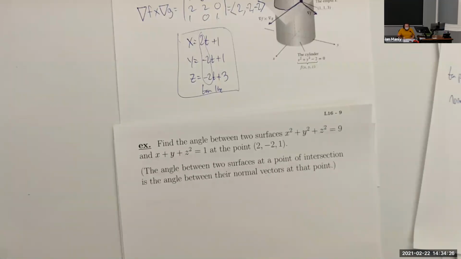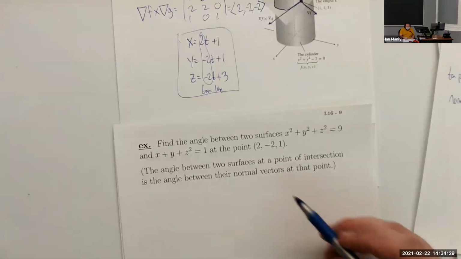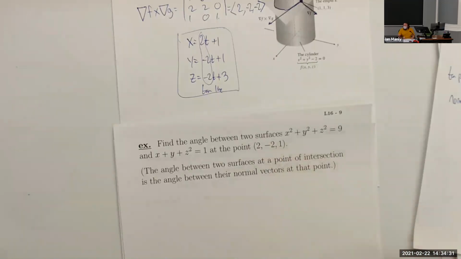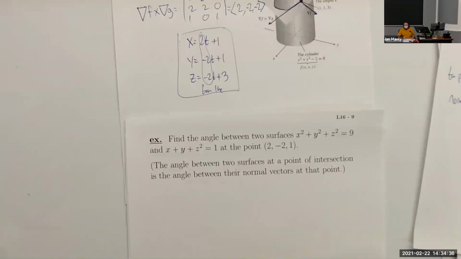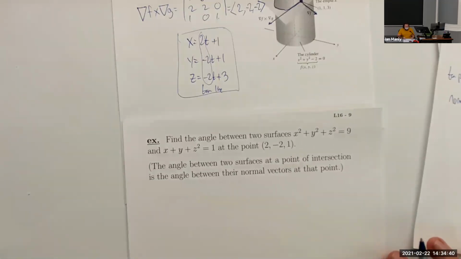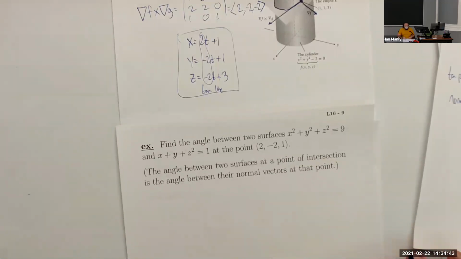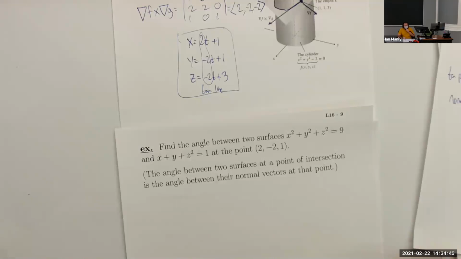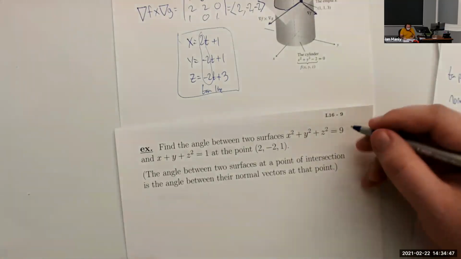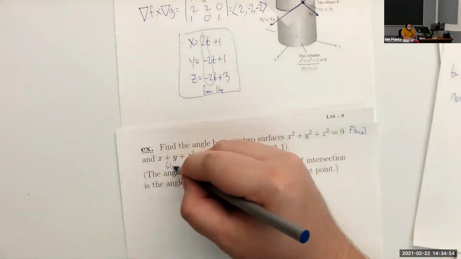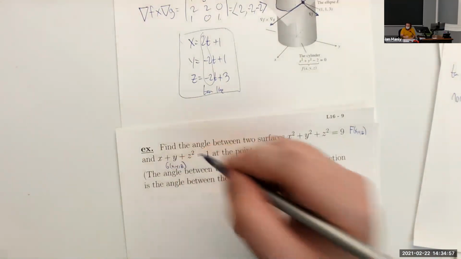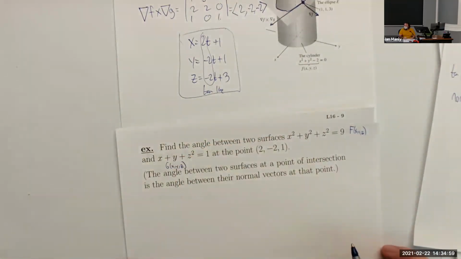Now, what does that actually mean? We're just going to look at the normal vectors that they have at that particular point, and we're going to see what the angle is between those. And that will emulate what the angle between the two surfaces is going to be. Okay, well, that means we need normal vectors, aka gradients, to each one of these. So I'm going to call this F right here. And then I'm going to call this one G.